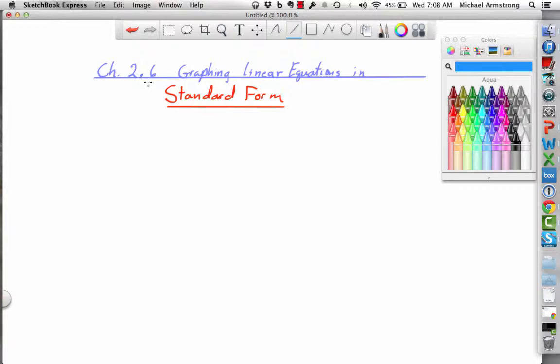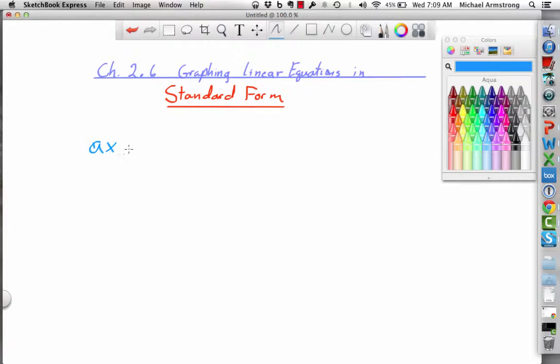Okay, this is chapter 2.6, graphing linear equations in standard form. Silly, I know, but you need to remember it. Standard form is not necessarily the one we use all the time, and it looks like this. Oh, it doesn't look like that. Let's try this.